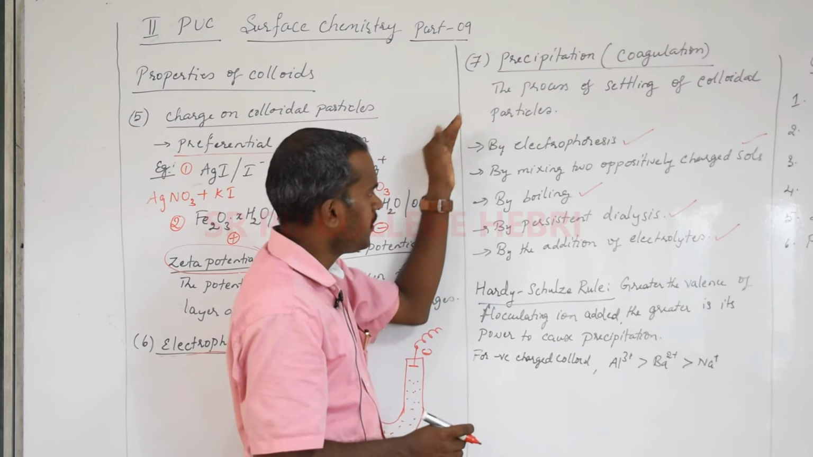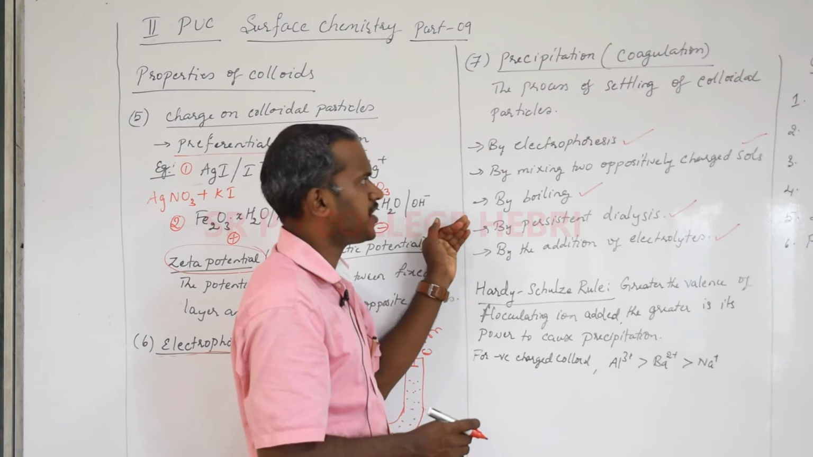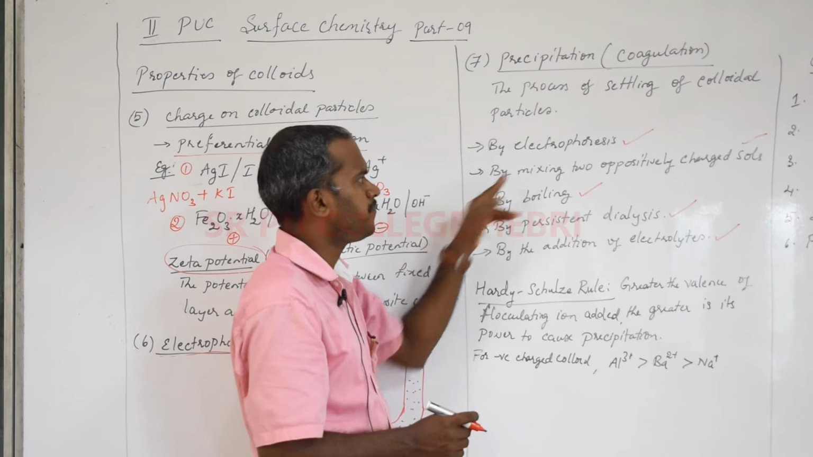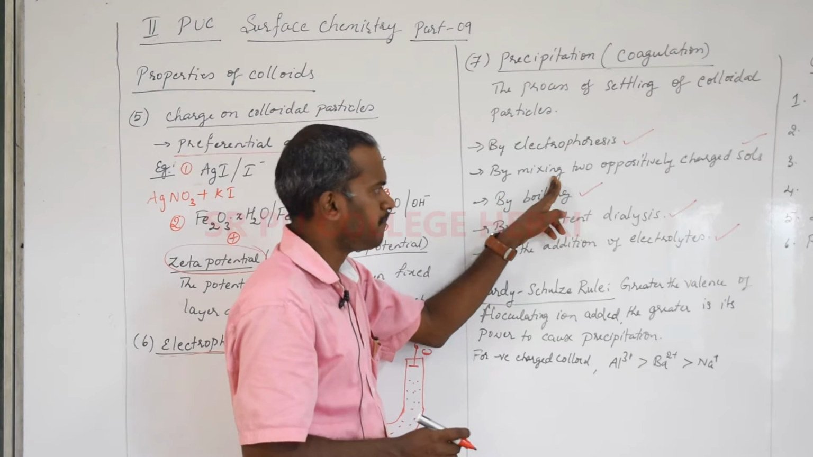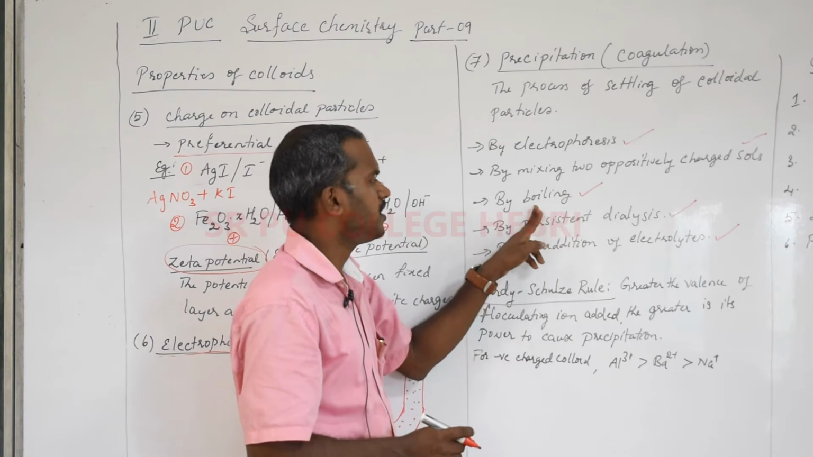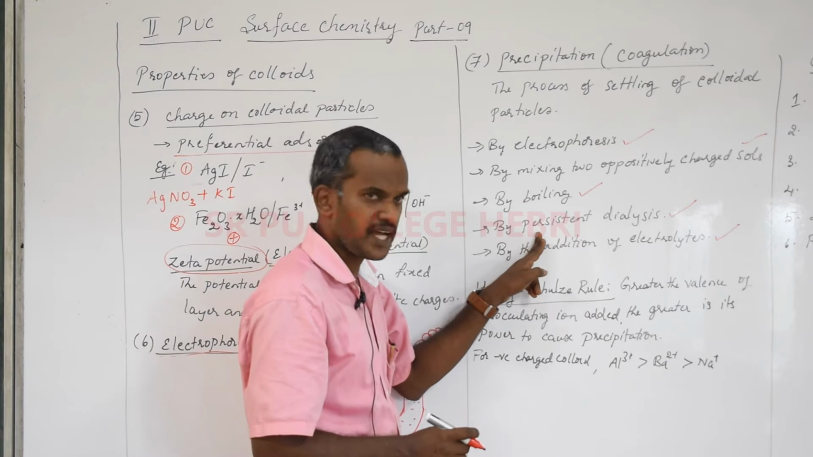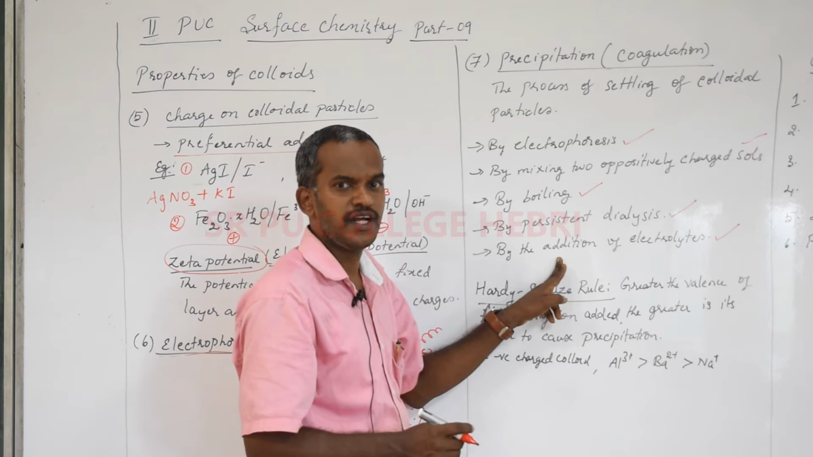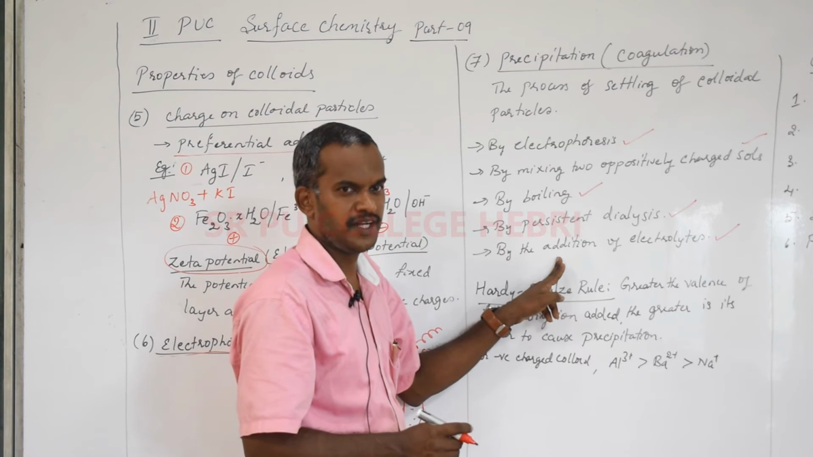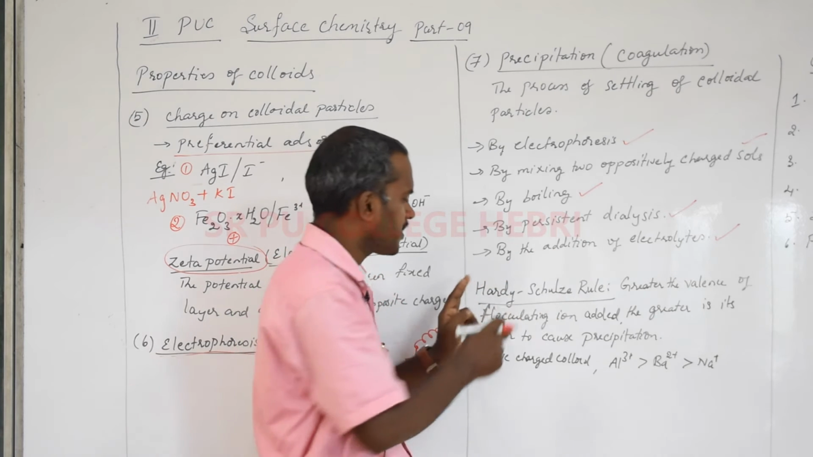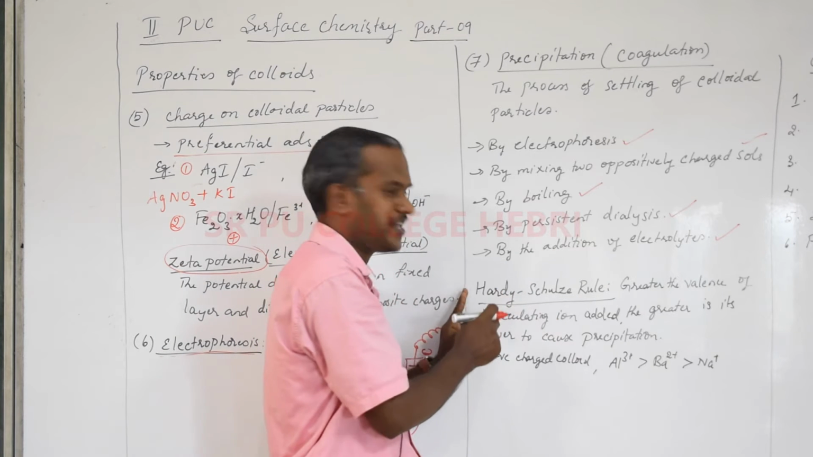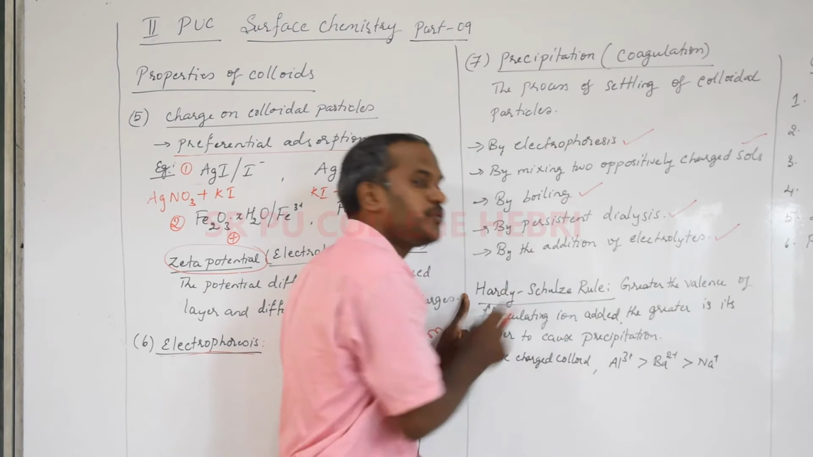So remember the four or five methods of converting a colloid into precipitate: by electrophoresis, by mixing two oppositely charged colloids, by boiling, by persistent dialysis, and by the addition of electrolytes. Okay, clear? Are you understanding? Simple. Now let me move on to the next concept, that is Hardy-Schulze rule.